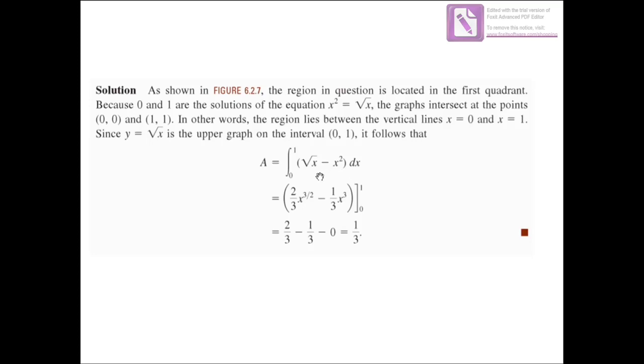Now the integration of root x will be 2 over 3 x to the 3 over 2, minus the integral of x squared, which will be 1 over 3 x cubed. We need to evaluate the integral from 0 to 1. So replace x by 1, we'll get 2 over 3 minus 1 over 3. Replace x by 0, we'll get 0. So this is 2 over 3 minus 1 over 3. So the total area will be 1 over 3.